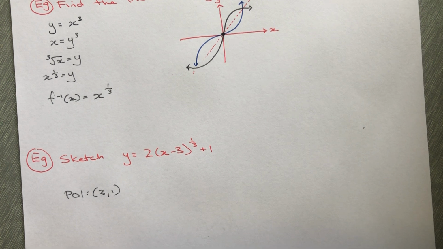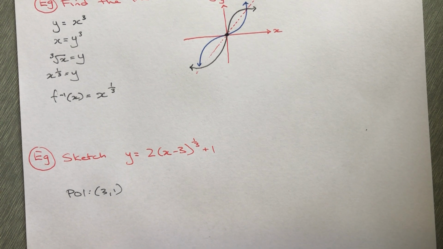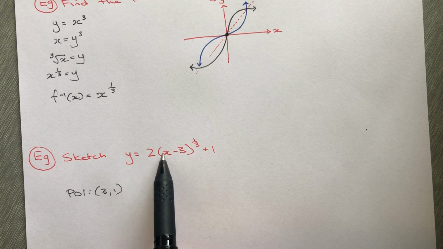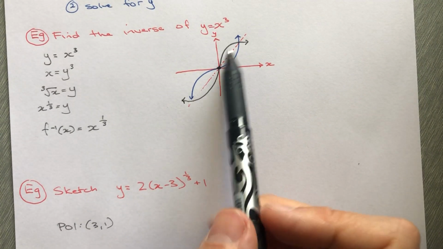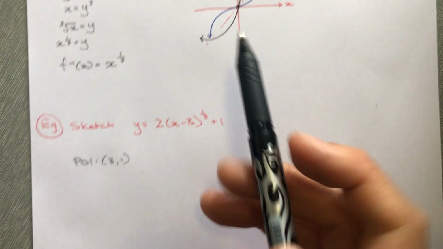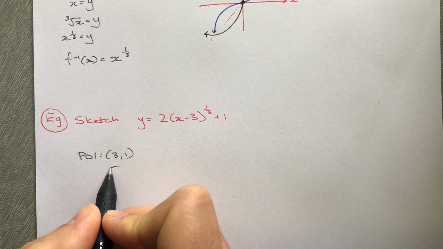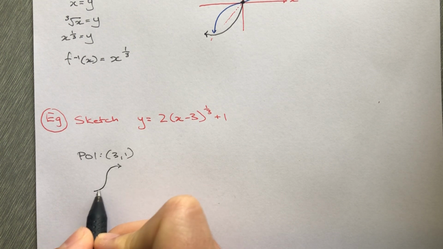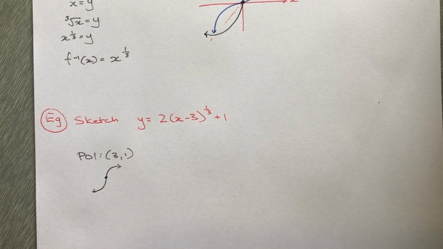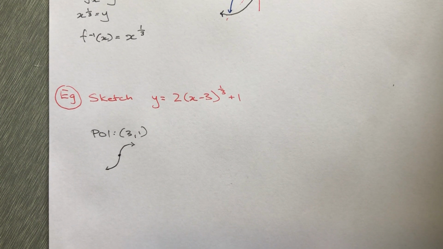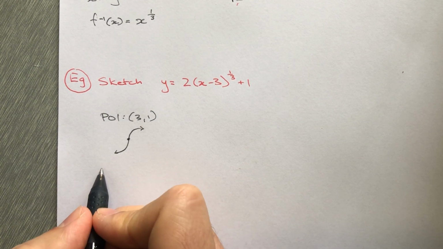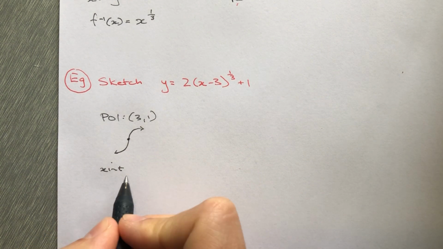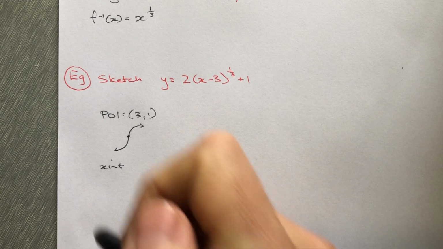Another thing that I need to check for is whether it's been reflected. I can't see a negative out the front. I can't see a negative out the front of x either, so it hasn't been reflected. So we're going to have that shape. So it should look something like that. The other things that I need are the axis intercepts. So let's find our y-intercept by making x equals 0. Oops, I want y-intercept first.